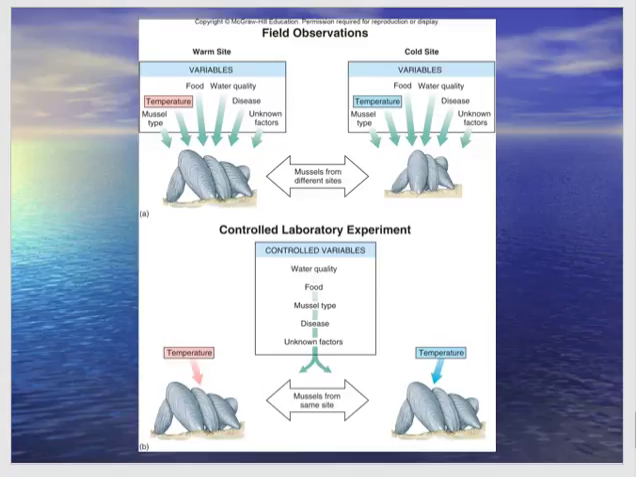So then you design your experiment, and in this scenario, you're going to do it in a controlled laboratory setting, so you can control all of the variables except for, in this example, the temperature. So you have to control the water quality to make sure both mussel groups have the same type of water, the same mussel type, no diseases, same type and amount of food, etc. You have to be that detailed and that precise to eliminate all those other variables except for temperature.